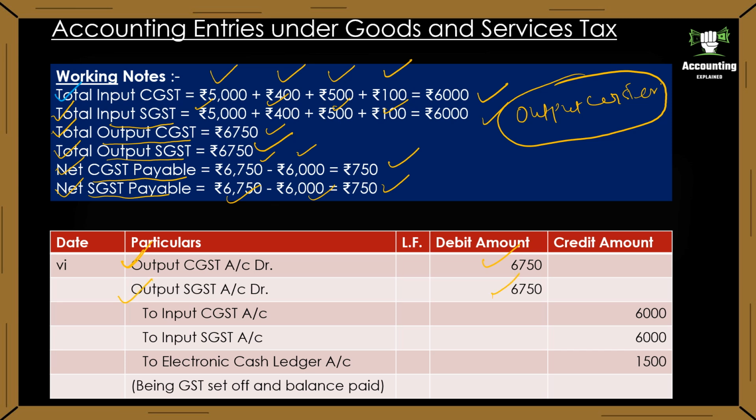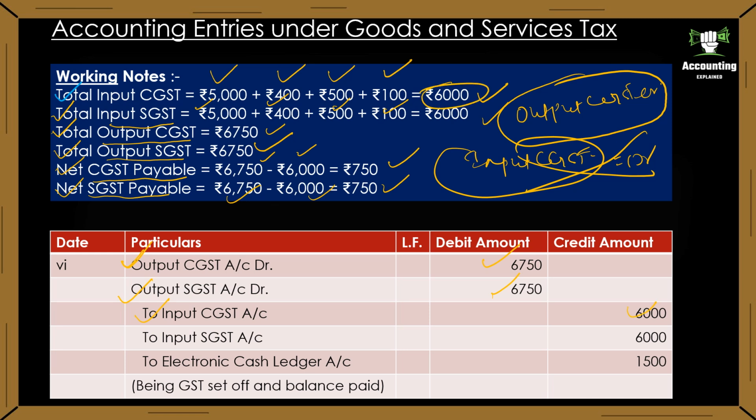Input CGST, what did we do? We debited it first. Now we are going to cancel it. So what we are going to do? We are going to credit it to input CGST account 6,000. See, total is 6,000 CGST. Input SGST account is 6,000. Here see 6,000 and to electronic cash register account.